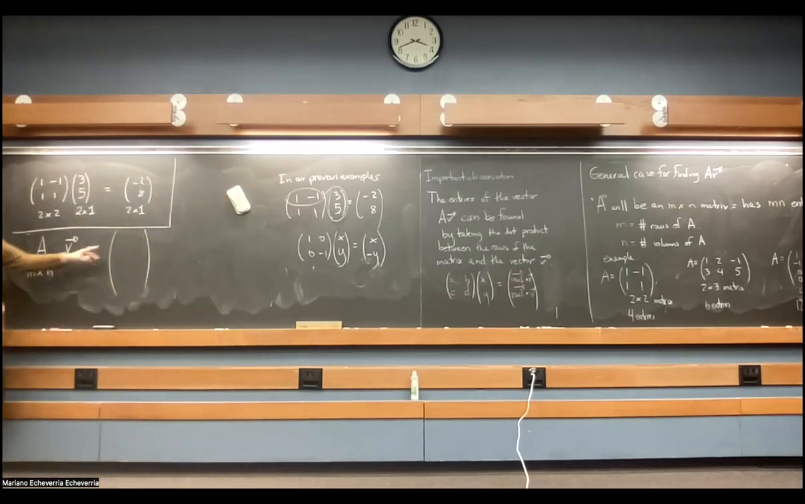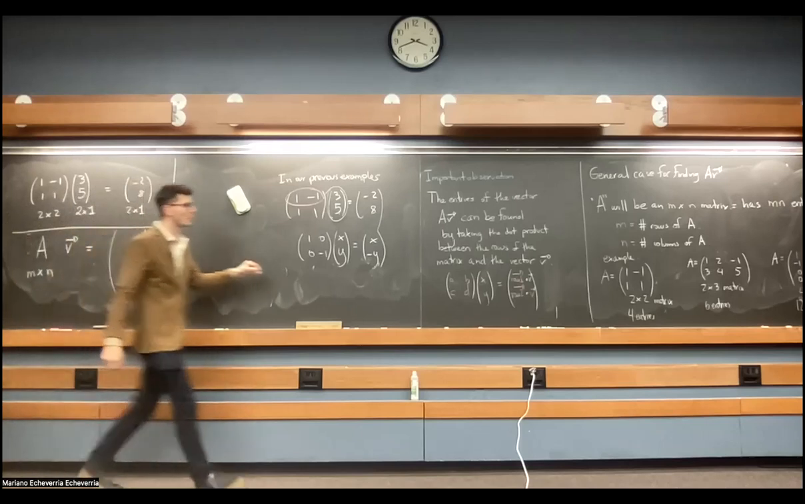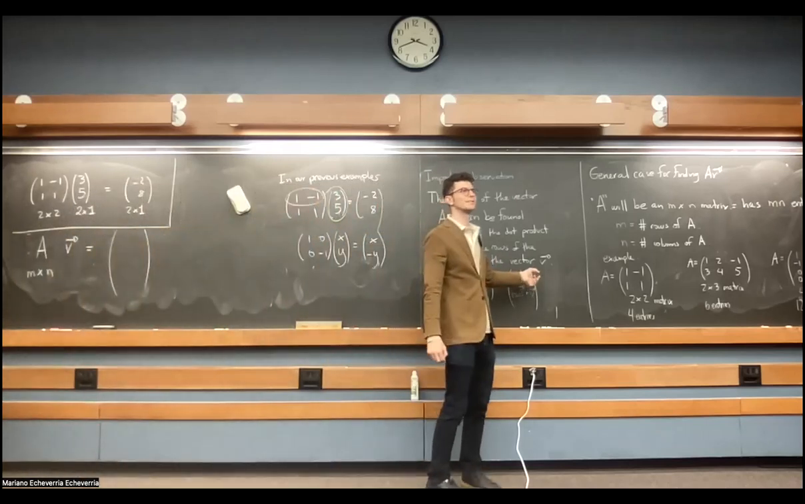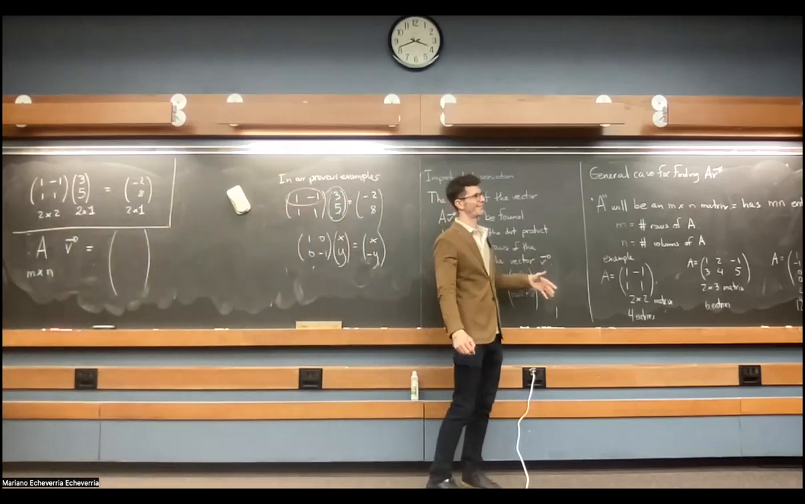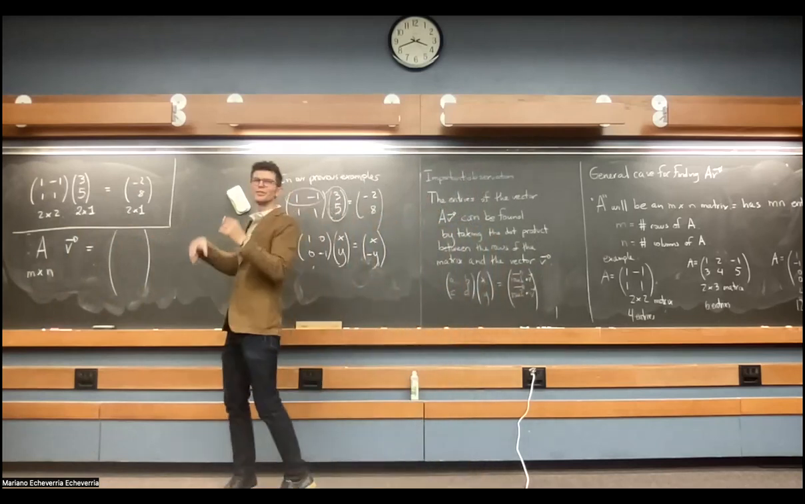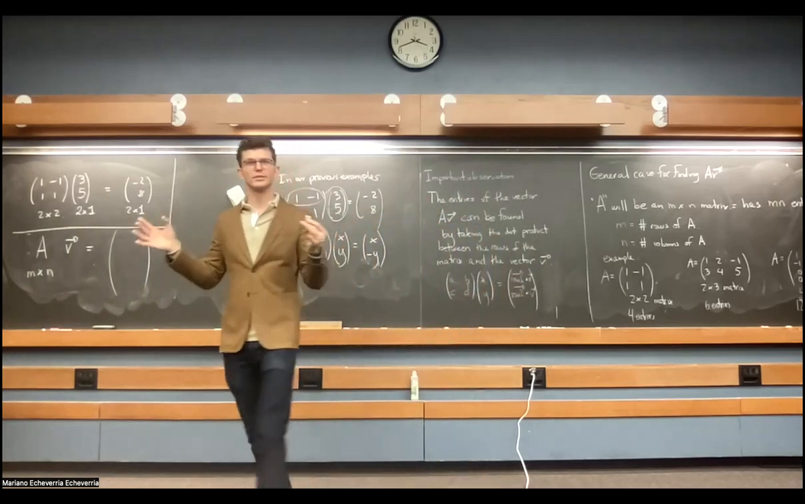Now, what should this be? It's actually going to be the same as before. It should be the same as the row, the products of the rows with the vector. So we do want that formula to continue working regardless of the size of the matrix.